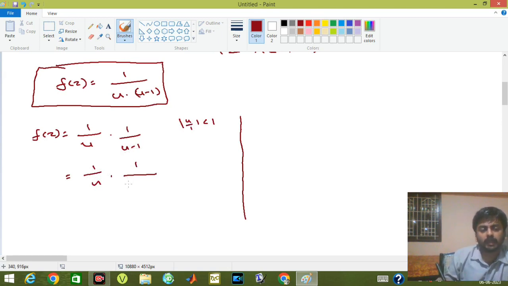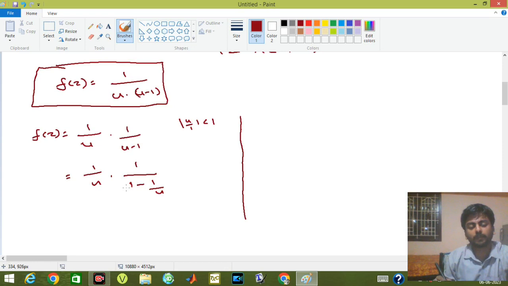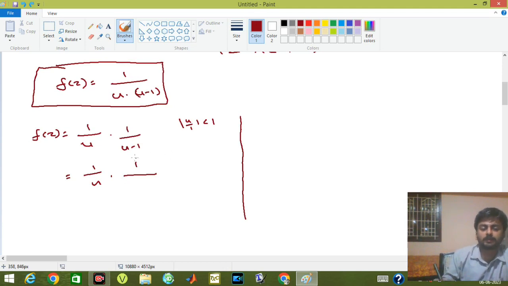So if I take 1 outside, it will become 1 minus 1 by u, but it is not necessary. For the binomial expansion it is not necessary, but since we just want to make the binomial expansion, simply take the minus outside, so it will become minus 1 by 1 minus u.